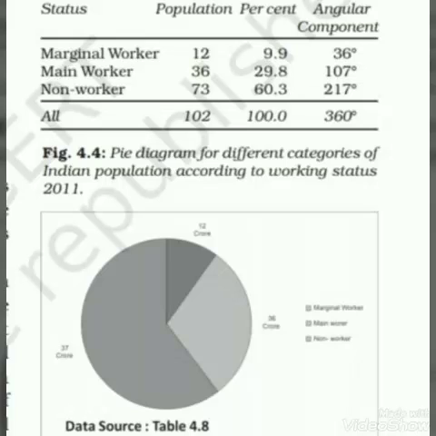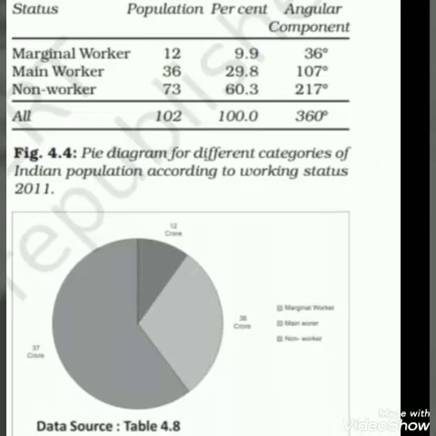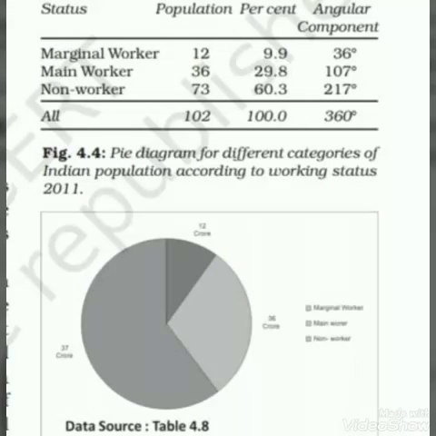Their angular component is what we get when we convert the population or their percentage into angles, in order to draw it on a pie chart. So the angle is found by taking 8.8 divided by 9 into 360, so we get 32 degrees, and 109 degrees and 219 degrees respectively.